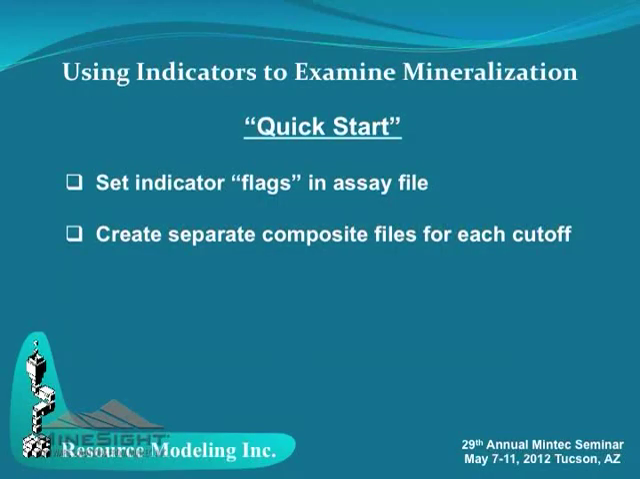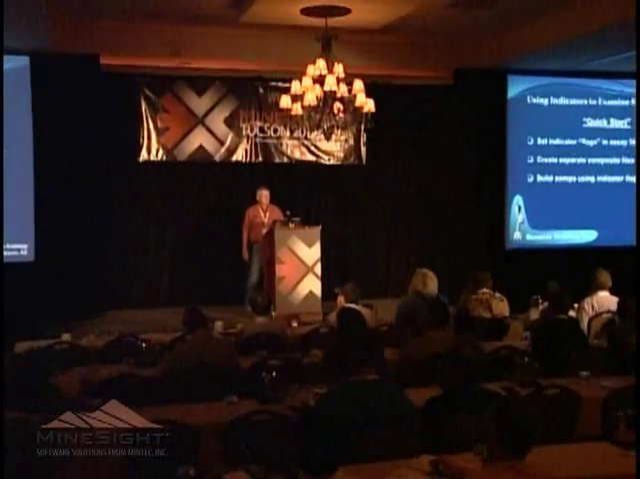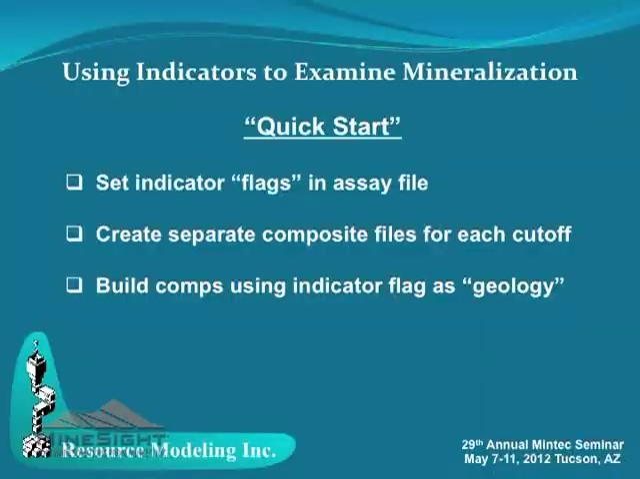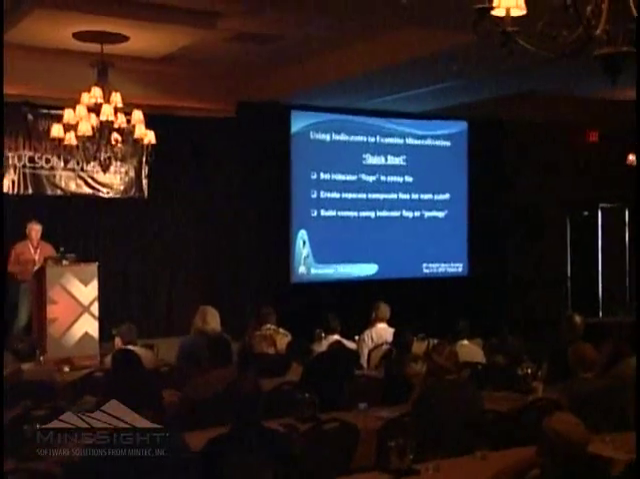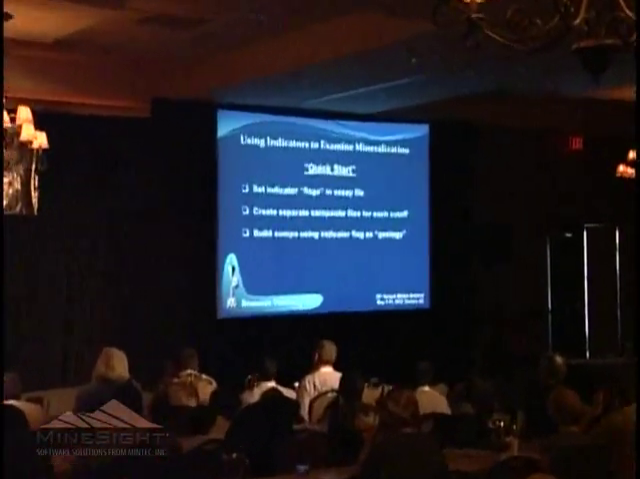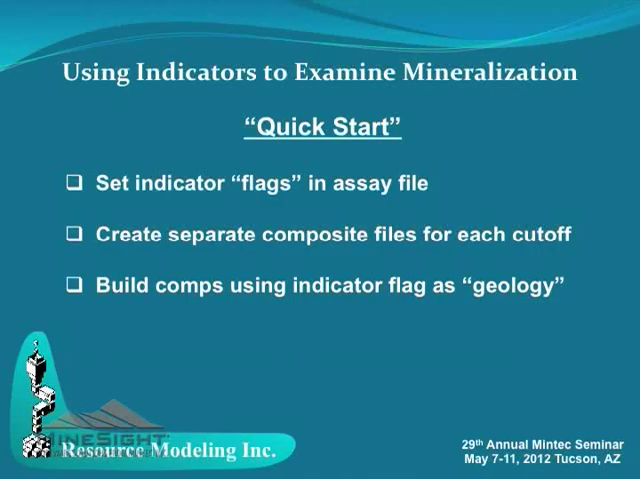Then we need to create a separate composite file for each cutoff grade that we want to look at. Then we go ahead and generate composites for each of those cutoff grades, and we're going to use those 0, 1 indicator flags as if they are a geologic item. What I do is I set my composite maximum length to something that's longer than my longest drill hole, and then those 0s and 1s are going to control the compositing.